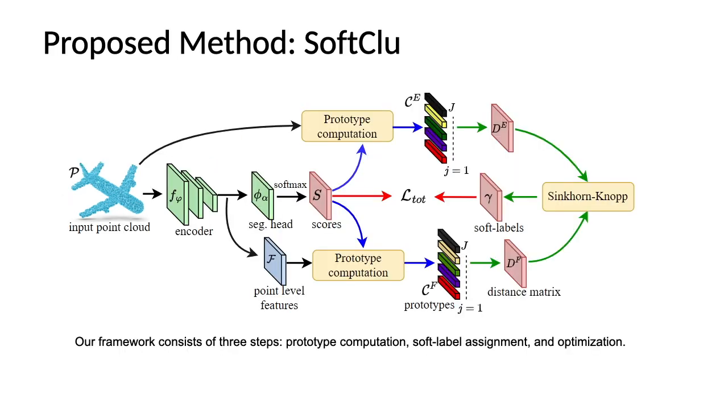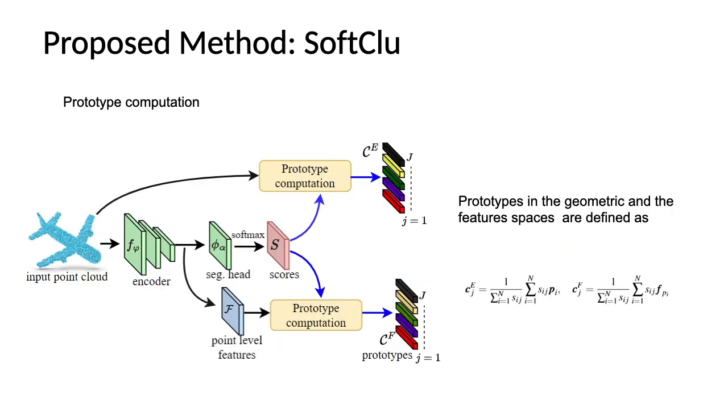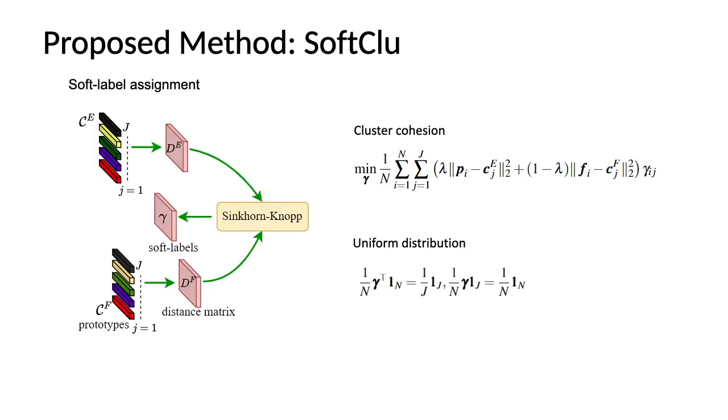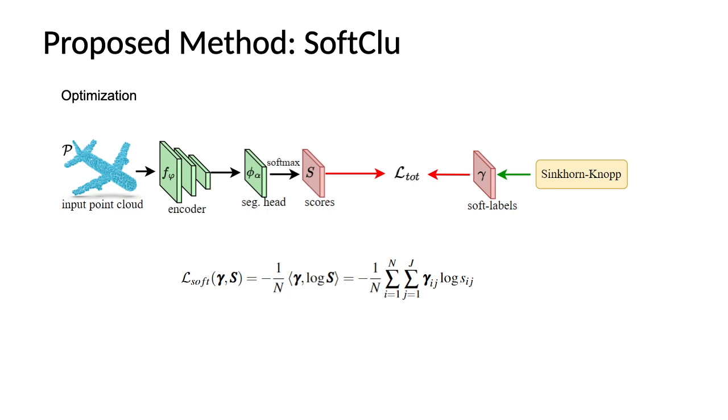In more detail, SoftClue consists of three steps: prototype computation, soft label assignment, and optimization. In the prototype computation step, we compute J prototypes. During the soft label assignment, we use the computed prototypes in the SynchronOp algorithm and compute our soft labels. Finally, during the optimization step, we optimize the network by using the previously computed soft labels.